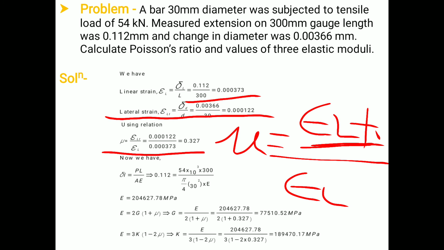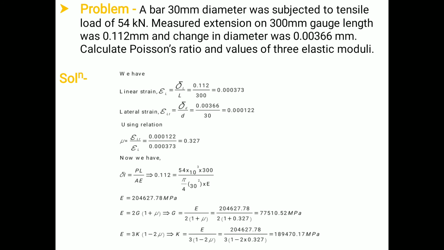Once you know the value of linear strain and the lateral strain, we can easily find out the value of mu. If I put the value of lateral strain, which is equal to 0.000122, and linear strain 0.000373, we have the value of mu, which is equal to 0.327. Now we have calculated the value of mu.